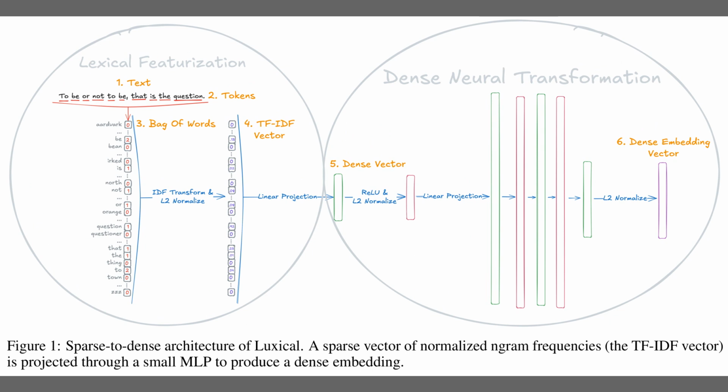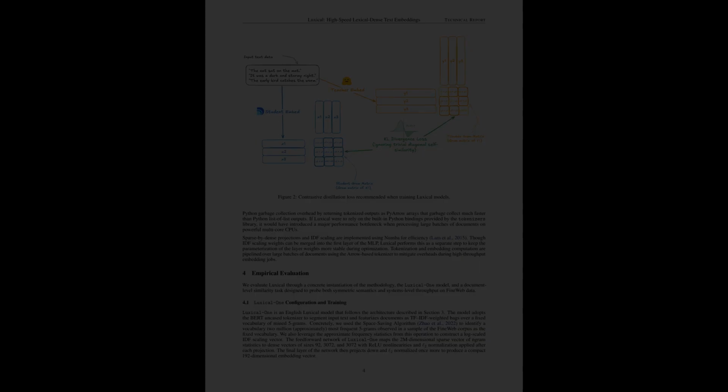Alright, the previous segment introduced the big motivation. Figure 1 now sketches how Luxical actually turns raw text into a fast embedding. The left side shows lexical featurization, where text becomes tokens, then a bag of words, then a sparse TF-IDF vector that reflects which phrases are distinctive. The center linear projection maps this sparse vector into a shorter dense vector. The right side illustrates a tiny feed-forward network with ReLU and L2 normalization, which finally produces the dense embedding vector used for retrieval and clustering.